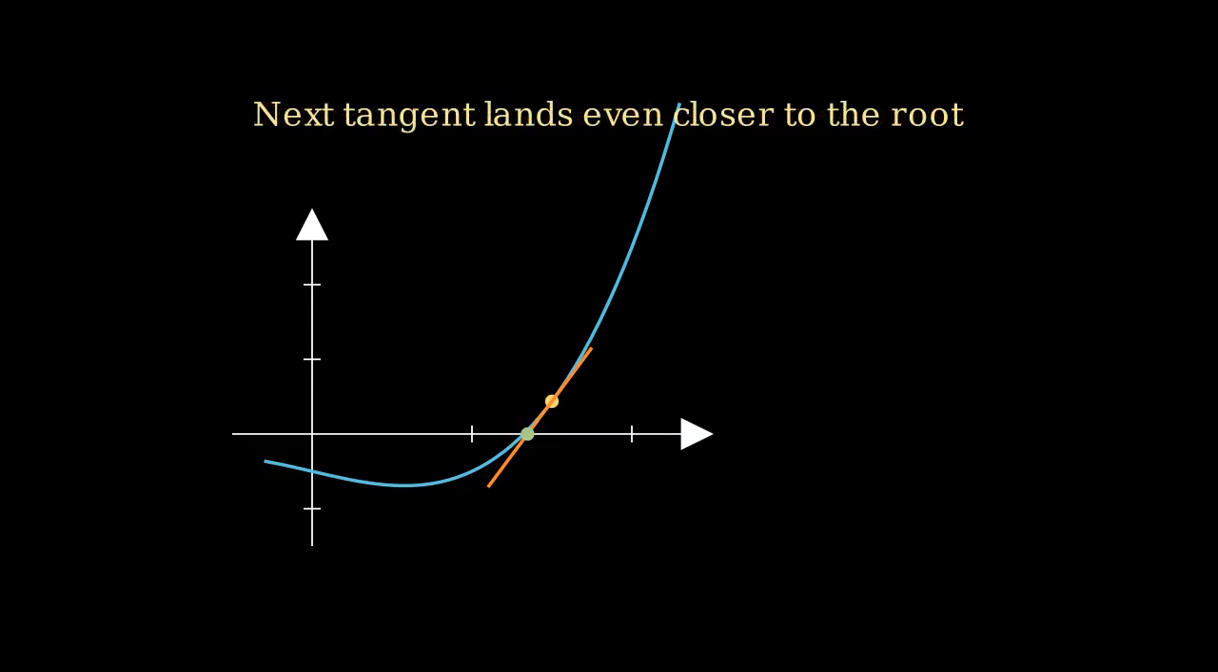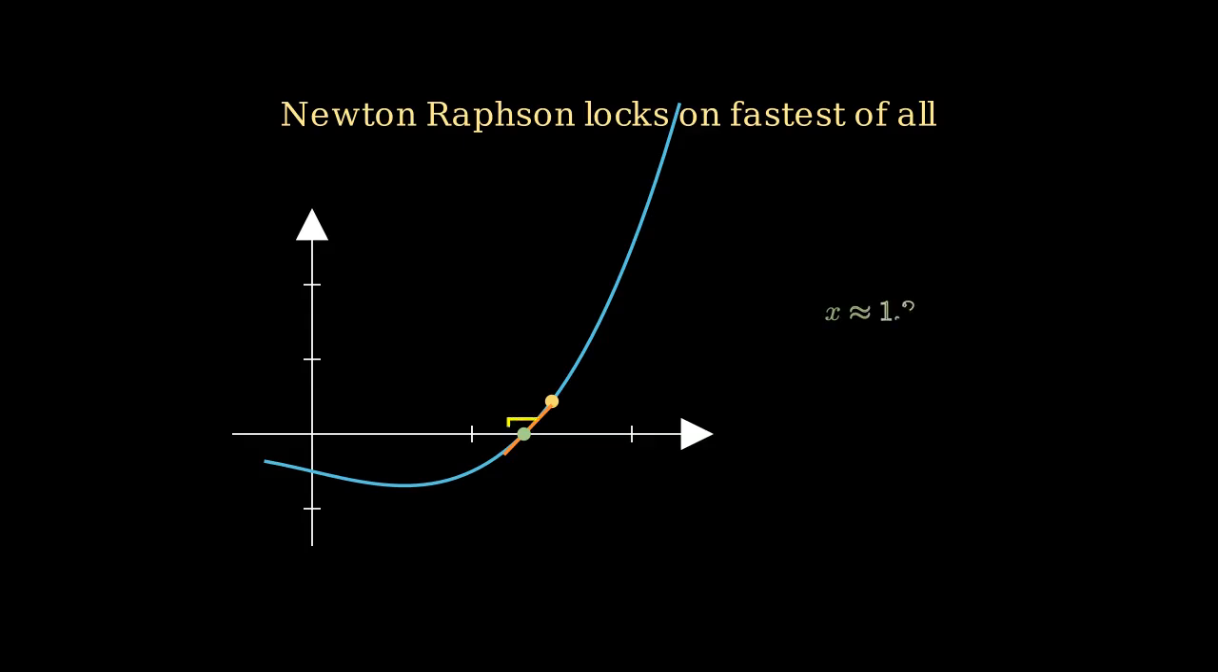Draw the next tangent at this new guess and again follow it down to the x-axis. Each step, replacing the last tangent line on screen, lands dramatically closer to the true root. After just 2 or 3 of these steps, the guess has already locked onto an accurate value for the root, far faster than bisection or basic fixed point iteration.